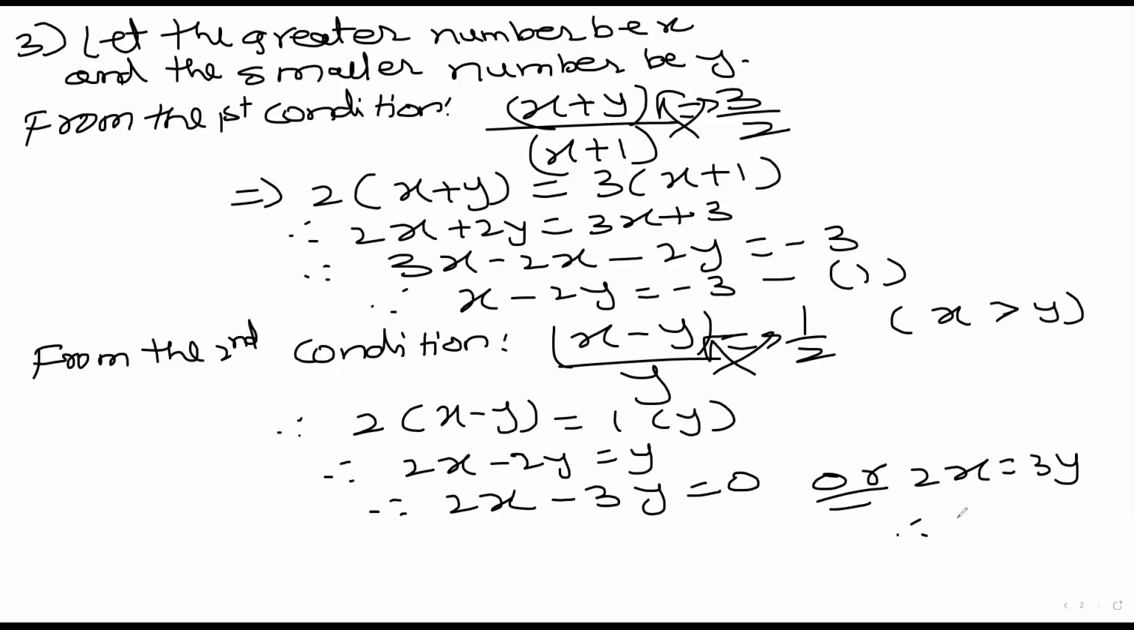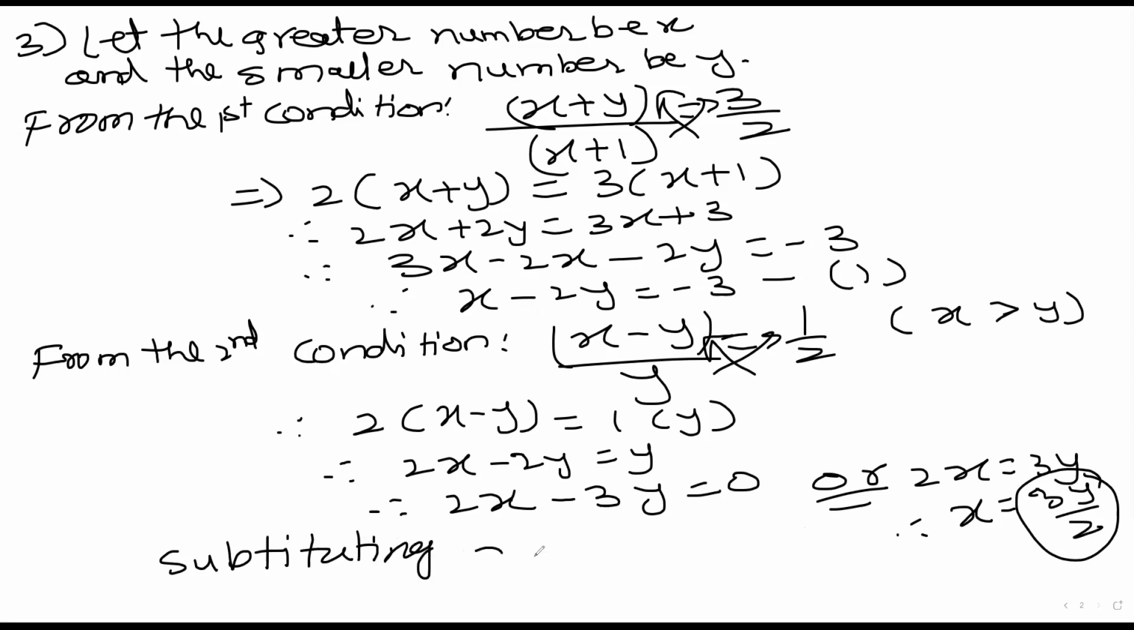What will be x? 3y upon 2. Correct. x will be 3y upon 2. And I think in this case it will be easier. Instead of multiplying, what you can do is substitute. Sir, we can equate in the first one. You can put this x value in the first equation. Whatever value you get from the second equation, you have to substitute in the first equation. Anyways, let's see. Substituting x is equal to 3y upon 2 in equation 1. Okay, got it? Yes, sir.